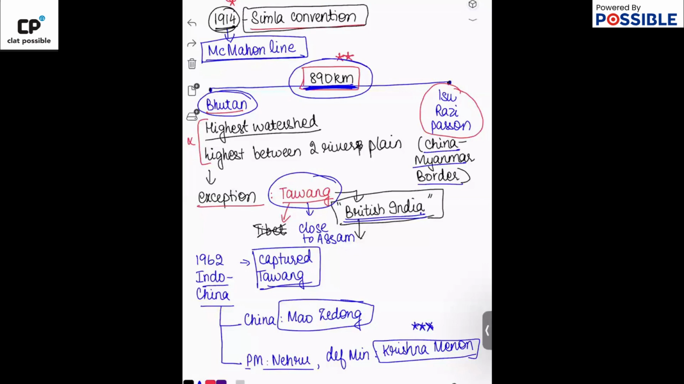So what all do we have to learn from here? We have to learn the year of the Simla Convention. We have to learn the line, how many kilometers. We cannot learn this, but we should ideally learn this, right? We should know about Tawang. We should know about the year of the war. We should know about the Chinese premier, also the PM and the defense minister.